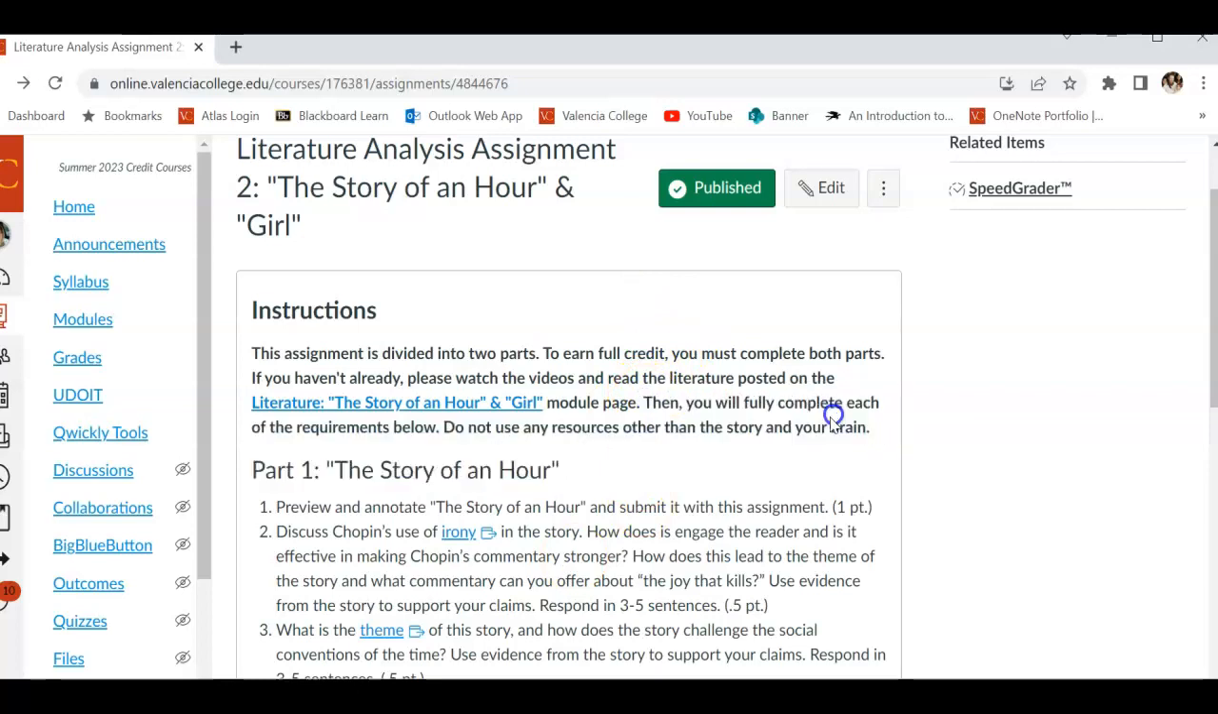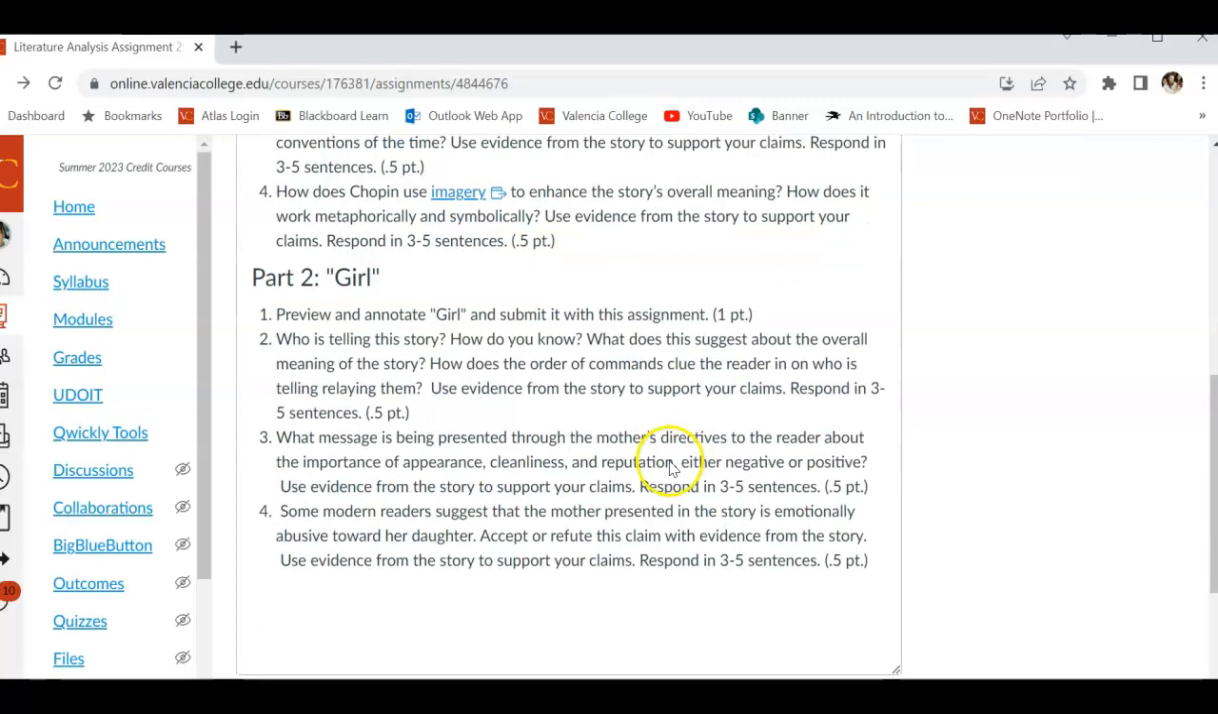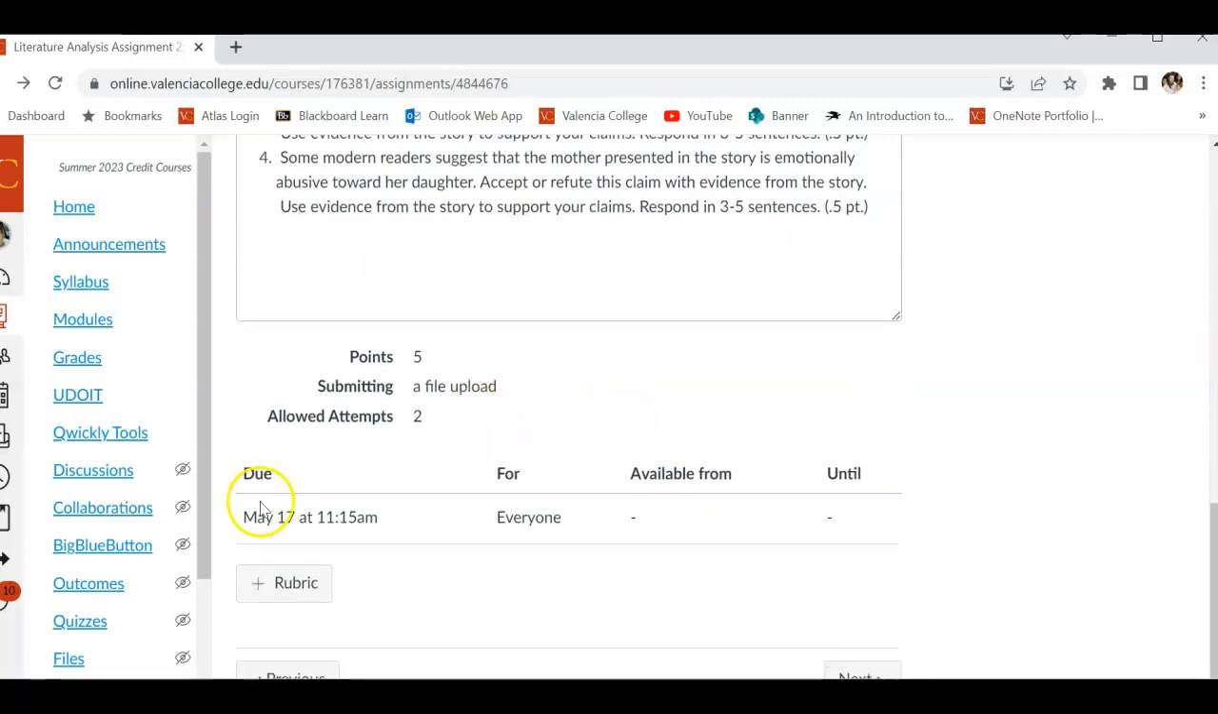Something I'd like to bring your attention to. This last sentence in the instruction says, do not use any resources other than the story in your brain. I'm not interested in what the internet has to say about these stories. I'm interested in what you think about these stories. So please, please, please make sure you are only using the story and your brain to answer the questions. Once you have all of your questions answered and your annotations completed, you will submit the assignment.